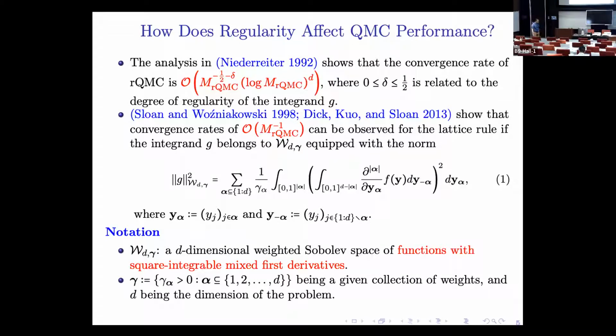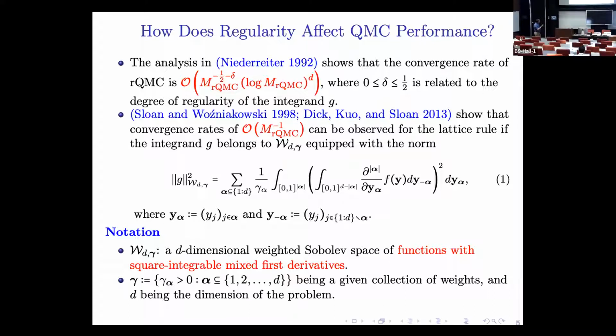So how is quasi-Monte Carlo affected by regularity? This goes back to the analysis of Niederreiter, who showed that the convergence rate of randomized quasi-Monte Carlo is of order M to the power minus 1/2 minus delta, where delta lies between 0 and 1/2, and it is related to the regularity of the integrand G. Later on, a deeper analysis was done by Sloan and his co-authors, where they showed that you can get the optimal convergence rate, which is O(M^-1), if the integrand belongs to a certain d-dimensional weighted Sobolev space with functions of square integrable mixed first derivatives, which are equipped with the following.